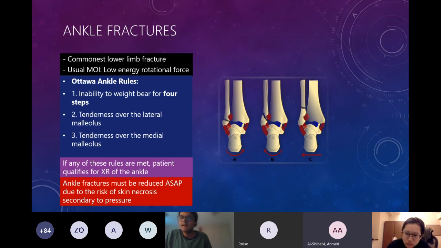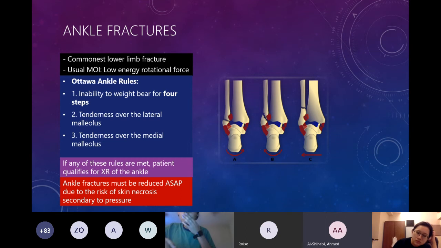So usually if somebody comes in with an ankle injury, you're not going to X-ray them. However, if they have tenderness over either of the malleoli, or if they can't weight bear for 4 steps, then you want to X-ray them. And you only need one of those.